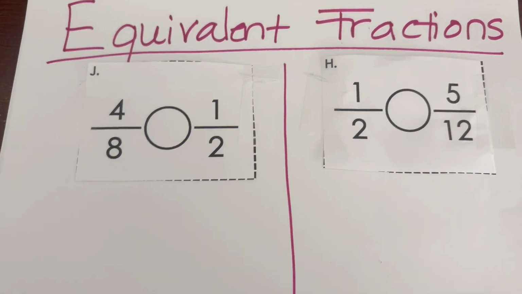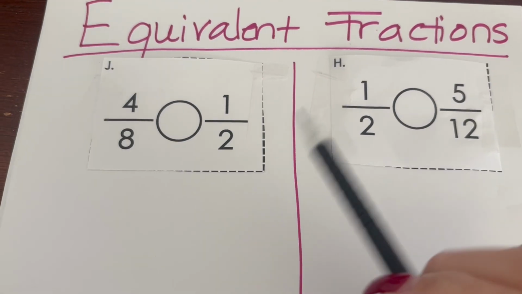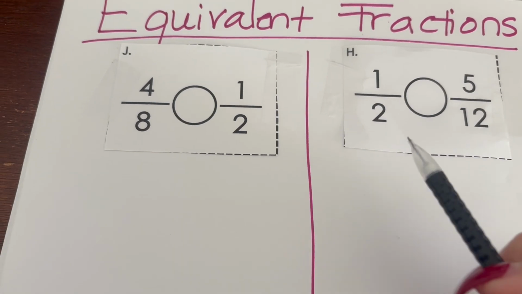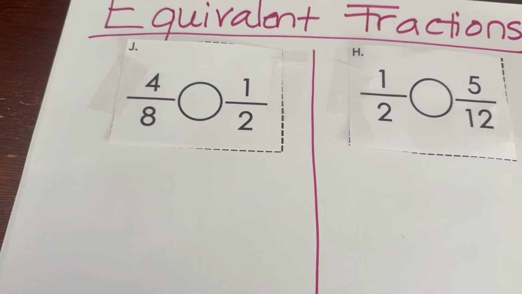Okay, we're going to be looking at equivalent fractions, and I'm going to show you two ways that we know if two fractions are equivalent. One is with models, and one is using our strategy where we multiply or divide.